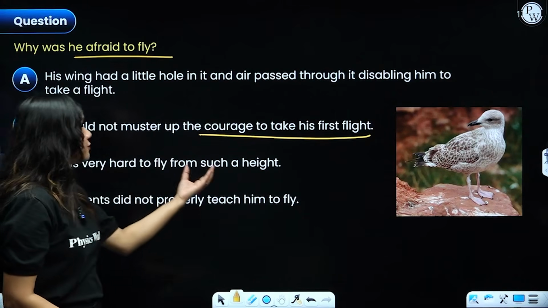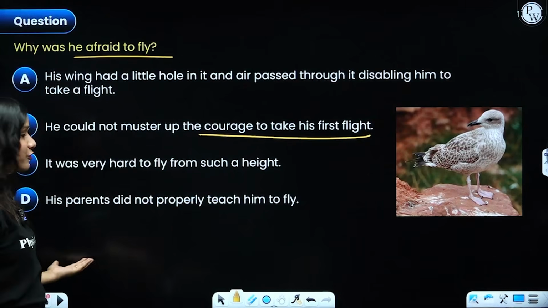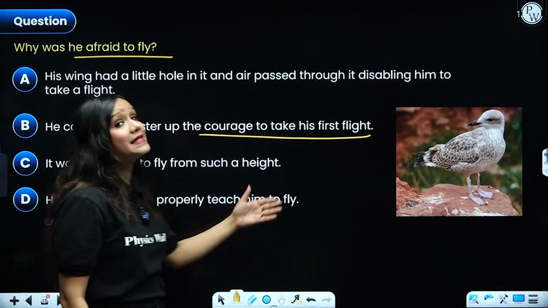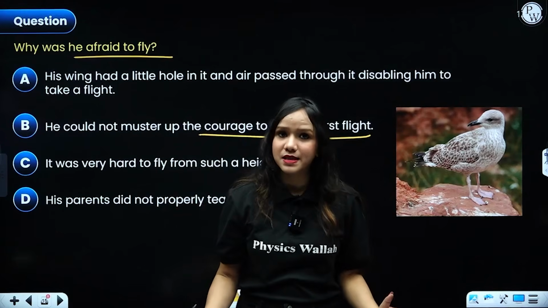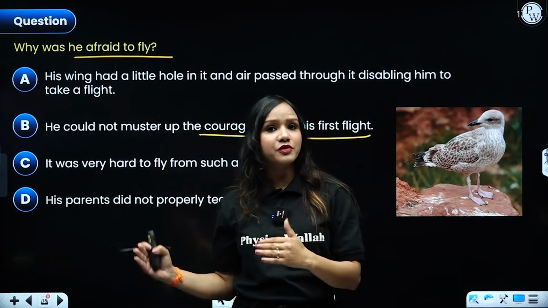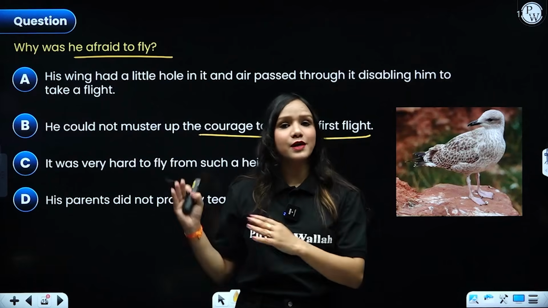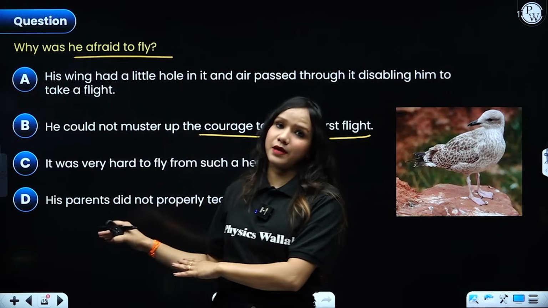It was very hard to take flight from such a height. Not at all. Birds are meant to fly. Only his parents did not properly teach him to fly. His parents made multiple attempts. They tried to teach him, just like his siblings. They tried every single effort. They tried the best of everything in order to make him learn this art of flying, the art of skimming and catching their herring, right?